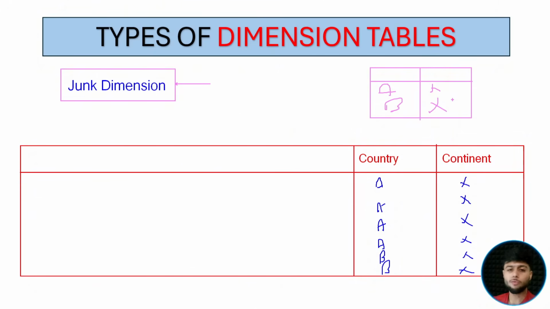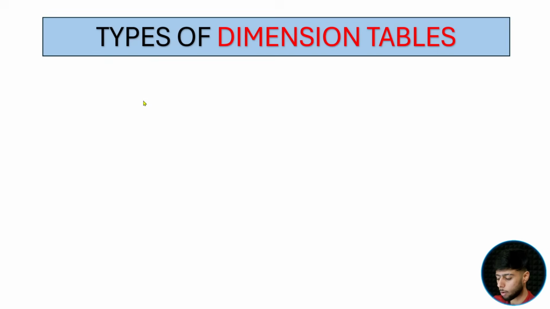So this is called a junk dimension. When we have just one to two to three values in the whole dimension table, this is considered a junk dimension. So when you have columns that hold flag values, those are junk dimensions. Okay, very good. Now let's talk about the last type of dimension.